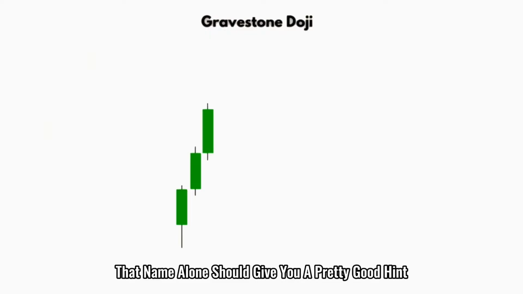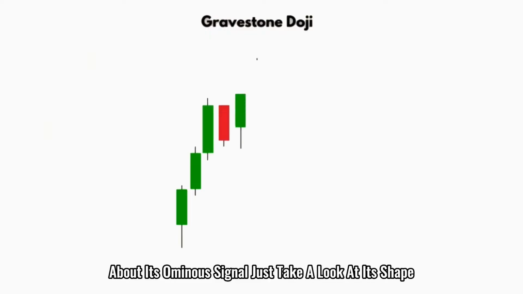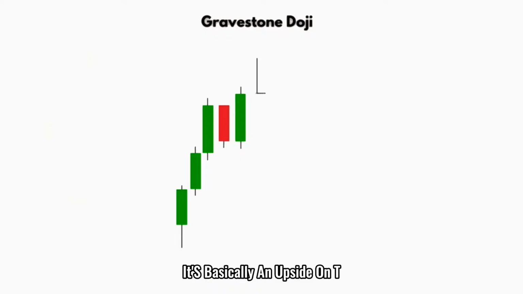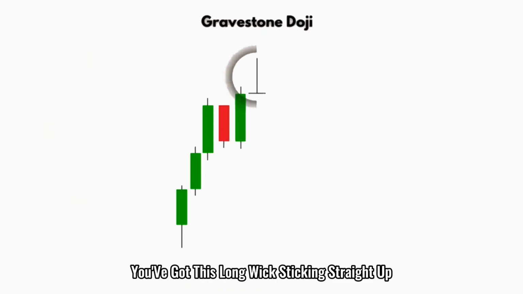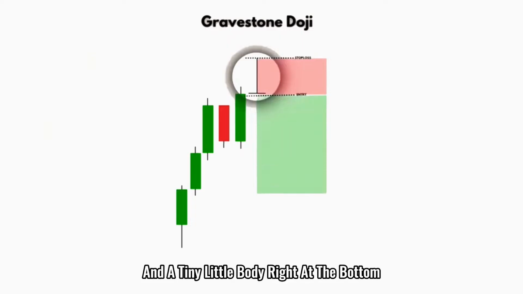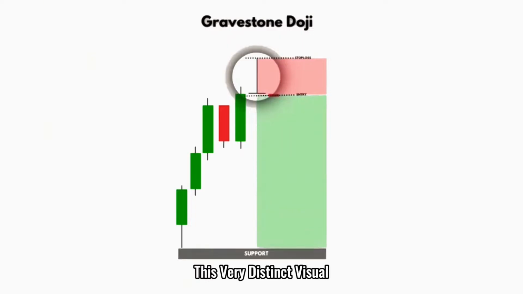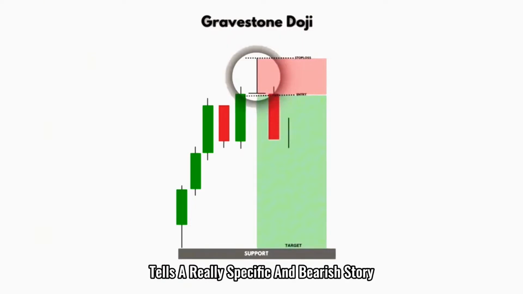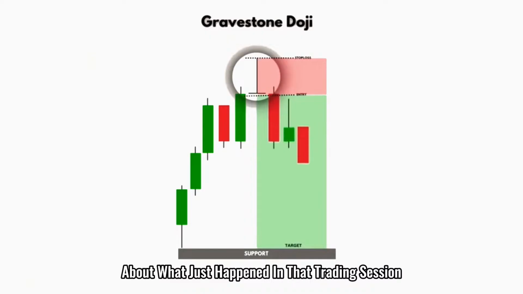Alright, so let's look at our first specific type, the gravestone doji. And yeah, that name alone should give you a pretty good hint about its ominous signal. Just take a look at its shape. It's basically an upside-down T. You've got this long wick sticking straight up and a tiny little body right at the bottom. This very distinct visual tells a really specific and bearish story about what just happened in that trading session.